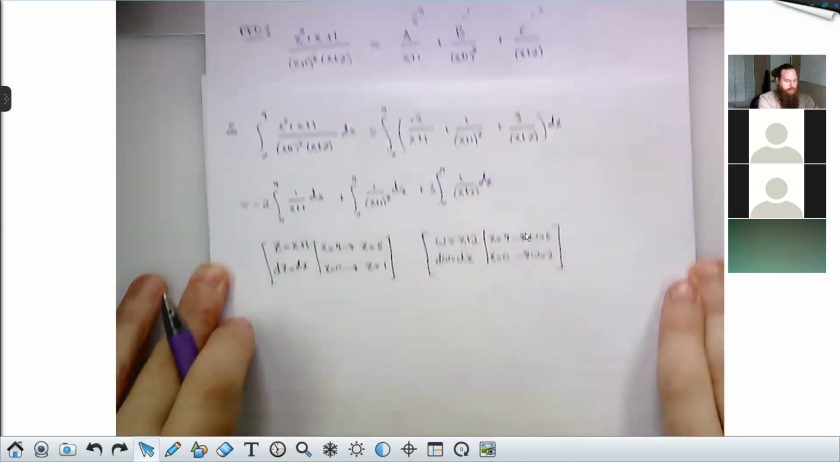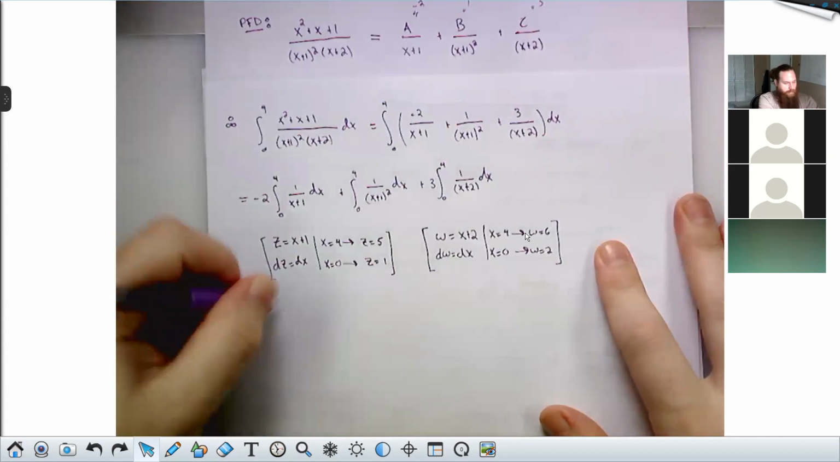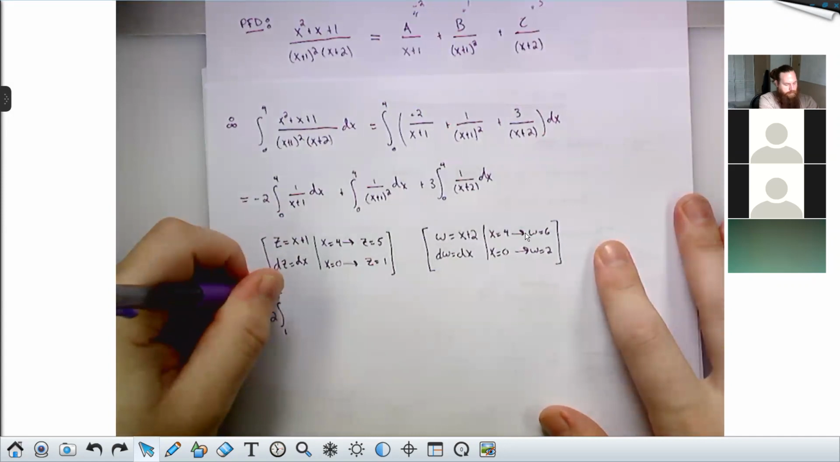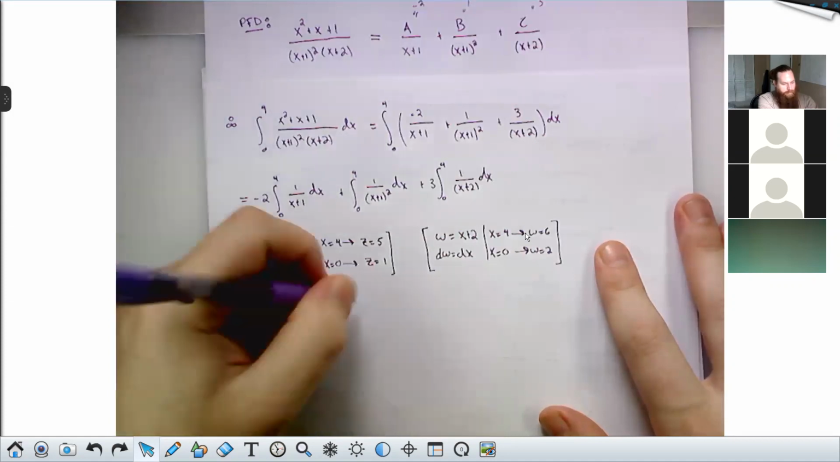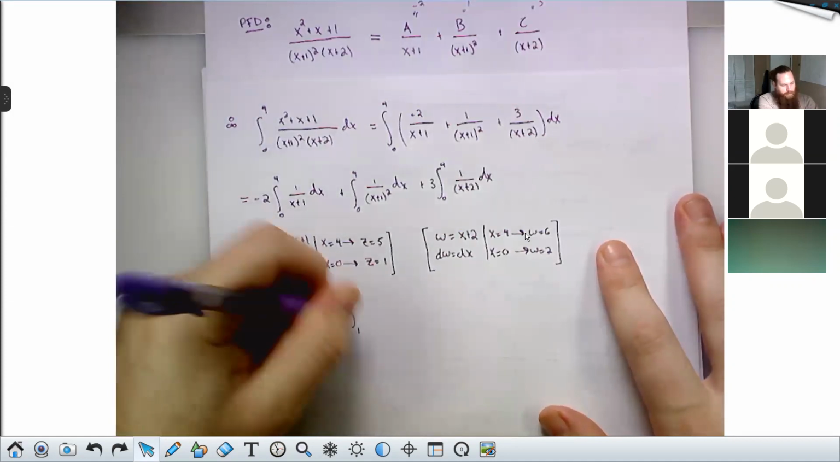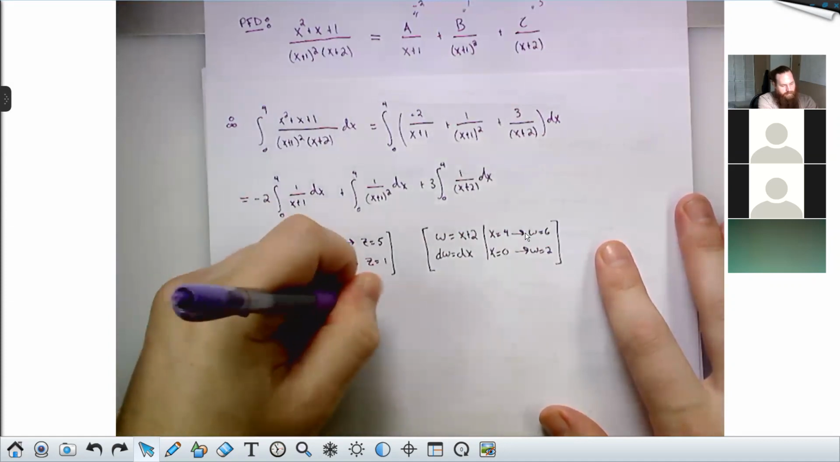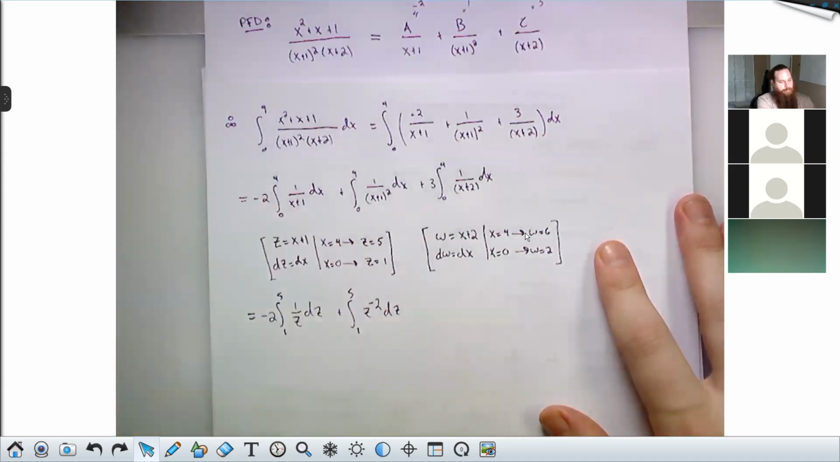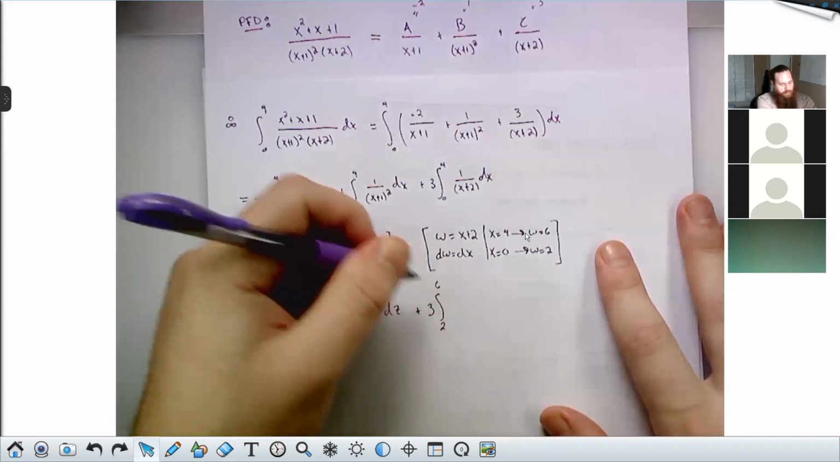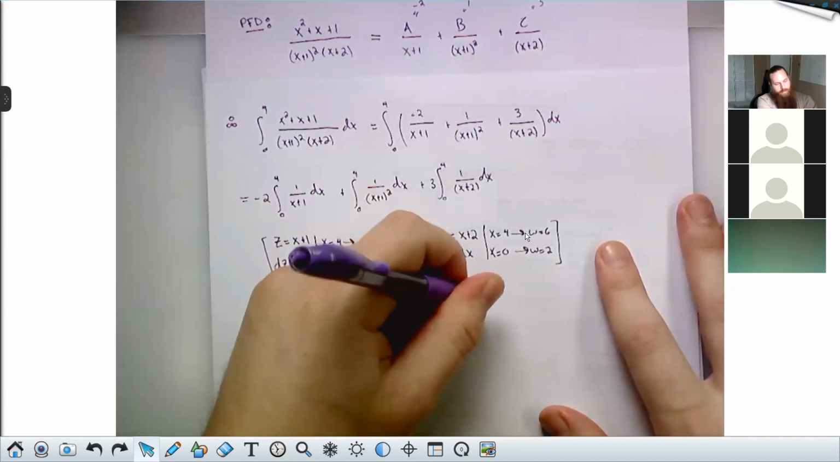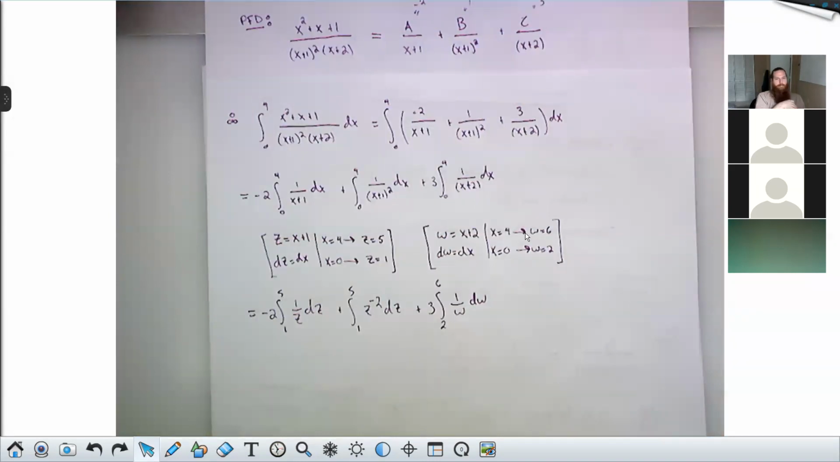And implementing those substitutions, I get negative 2 times the integral from 1 to 5 of 1 over z dz, plus the integral from 1 to 5 of z to the negative 2 dz, plus 3 times the integral from 2 to 6 of 1 over w dw. And from here, things are very, very easy.